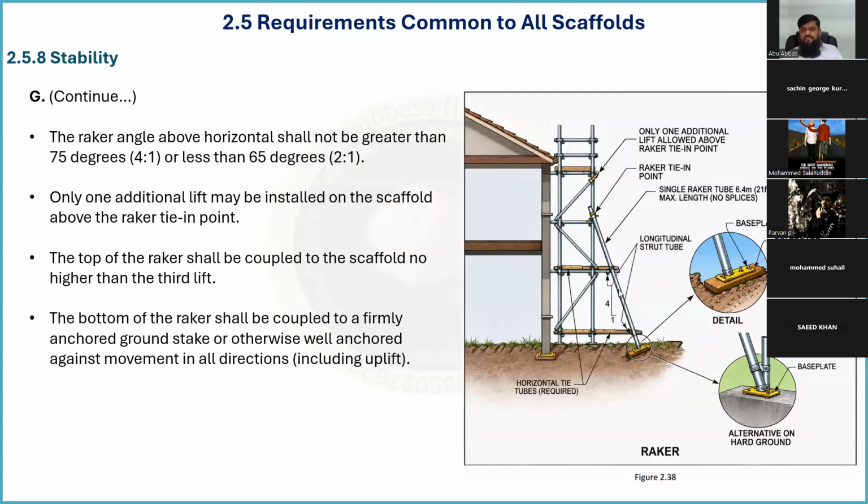Only single tube, 65 to 75 degrees, then no more than third lift. Okay, or the anchor or the ground support, the anchor on the ground should support against the uplift as well.